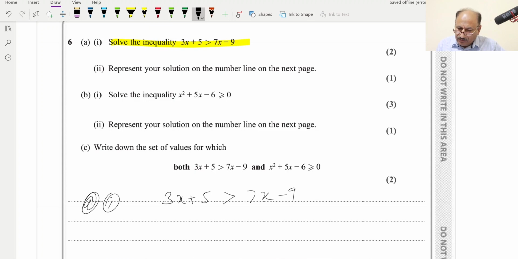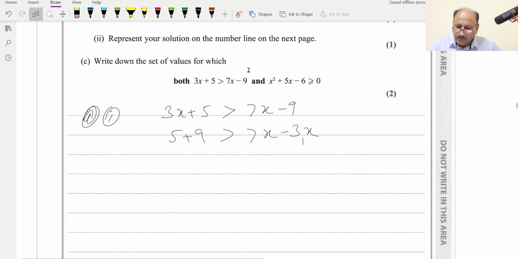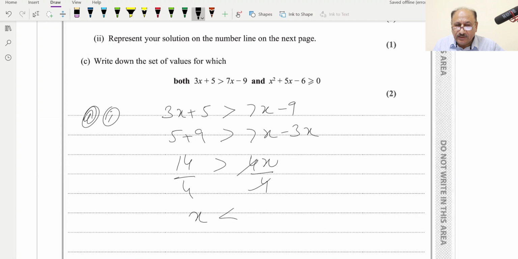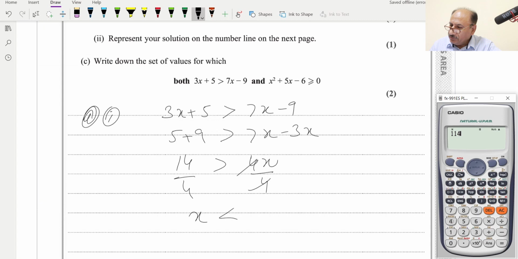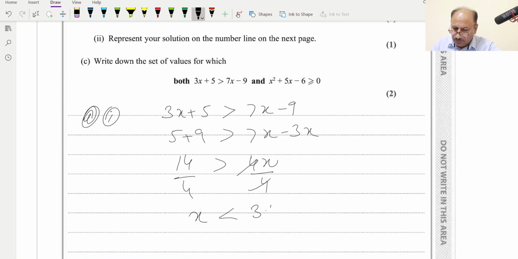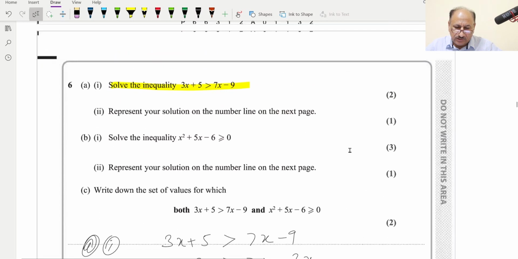So we can shift x to the other side. So 5 plus 9 will be greater than 7x minus 3x. And further we can simplify. This will be 14 is greater than 4x. So divided by 4 on both sides. This will be cancelled. So x is less than 14 by 4, which will be what? 14 divided by 4 will be equal to 7 by 2, which is 3.5. So x is less than 3.5. This is what we have done.